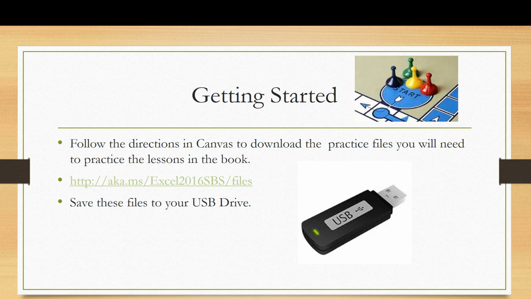So to get started, we need to download the practice files that the lessons in the book will refer to. In the Canvas site or on this slide, you will see that there is a site, and if you double click on it, you'll download it to probably your download folder. If you have a flash or USB drive that you'd like to save to, you can right click it. I just right clicked, and you will get an option that says save to flash drive. Otherwise, you can double click it and just download it to your download file, whichever you prefer.